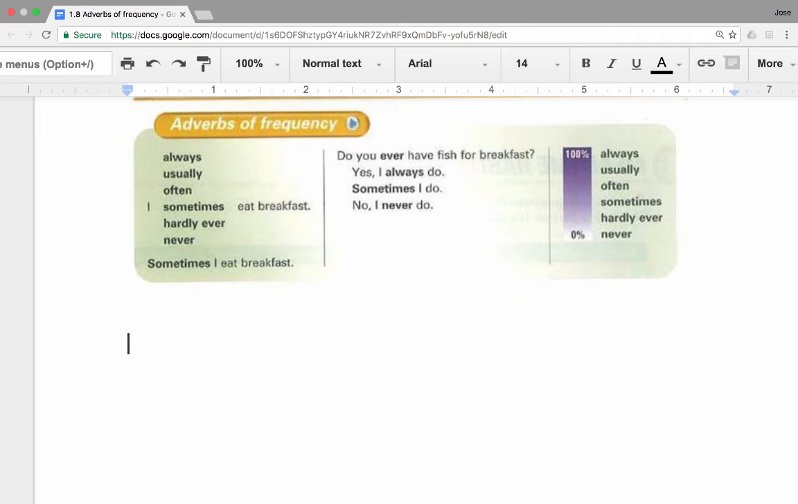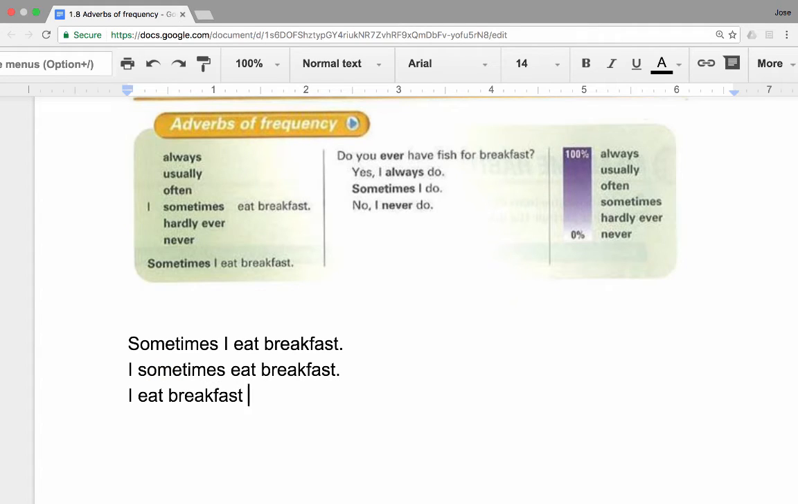I would like to show an exception to this rule. If you notice the example, sometimes I eat breakfast. With the adverb of frequency sometimes, you may put that at the beginning, just like you see on the example. Sometimes I eat breakfast. You may also say, I sometimes eat breakfast, just like we've learned in this class by putting the adverb of frequency after the subject. And finally, you may say the following. I eat breakfast sometimes. You can put the adverb of frequency at the end of your sentence.